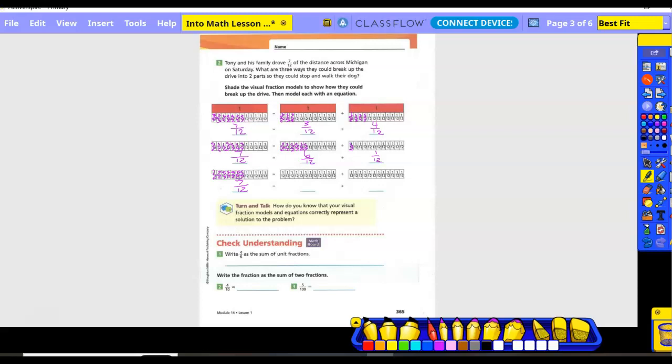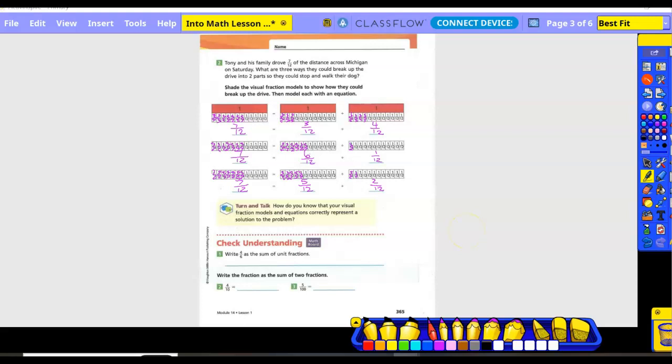Okay, how can I break it apart? Can I do 5 and what? 5/12 and 2/12, because 5/12 plus 2/12 equals what? 7/12. Check understanding number 1.